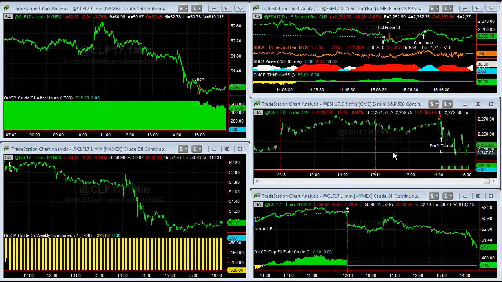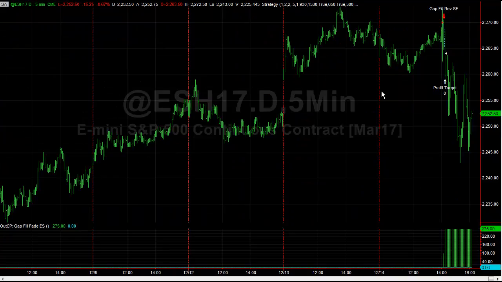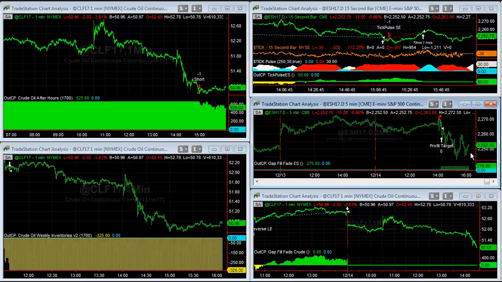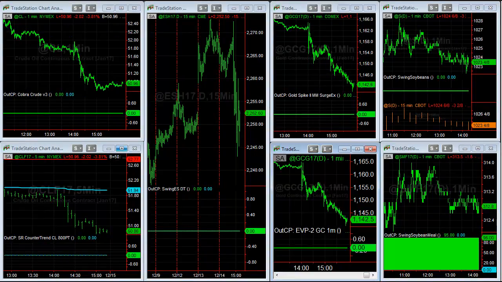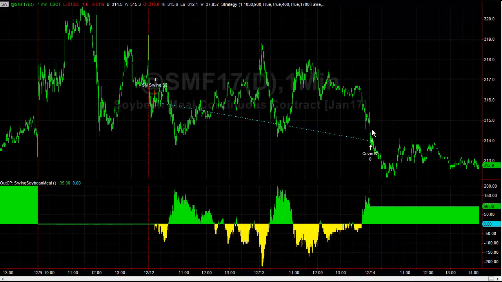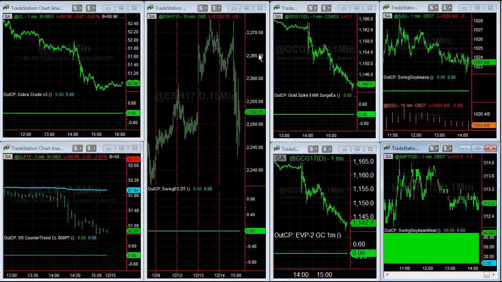But the good news is the gap fill in reverse from our book got short with a $300 profit target, and you see 275 down there because we take out 25 slippage and commission on the chart indicator. And the 50K portfolio, no trades. We covered our swing soybean meal trade, which we talked about this morning, and so not a lot of activity.